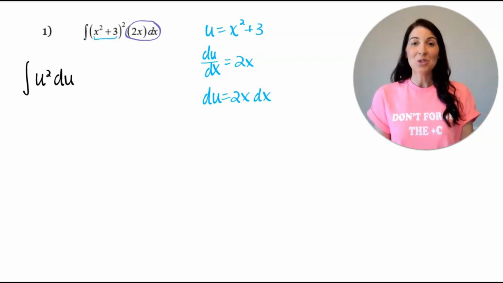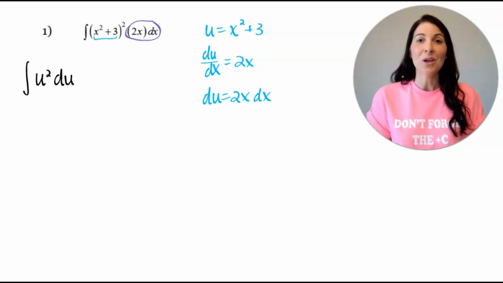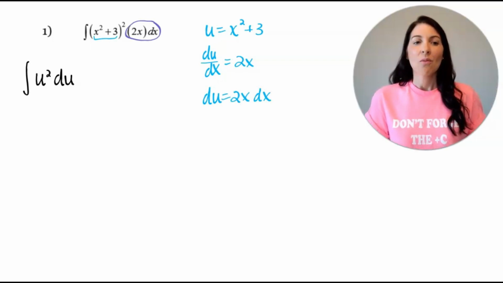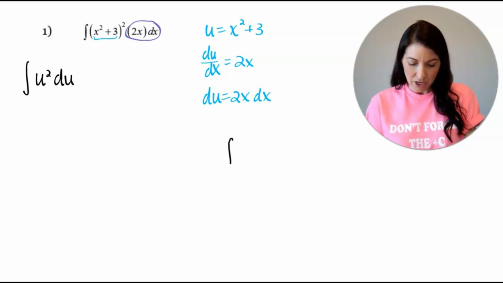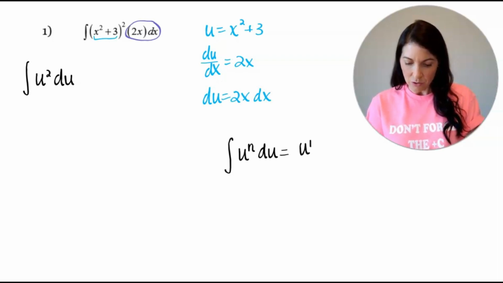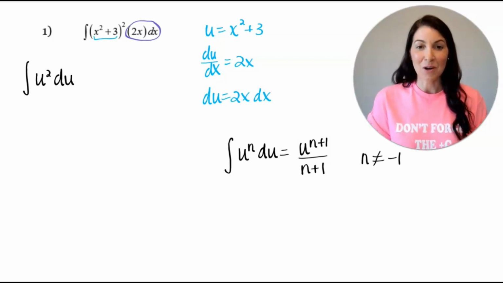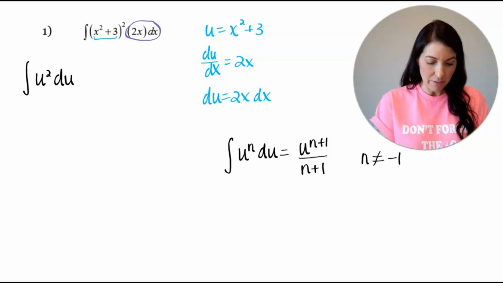The next step is to integrate. So now we will incorporate strategies of antiderivatives. And in this case, we have a power. We have u to the second power. And to go over the integration strategy when you have a power, the rule is that if you have u to the n du, the antiderivative is u to the power of n plus 1 over n plus 1, provided that n is not equal to negative 1. And in this case, our exponent is 2. So our antiderivative is going to be u to the third over 3.